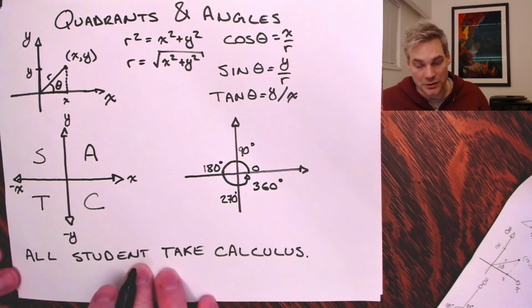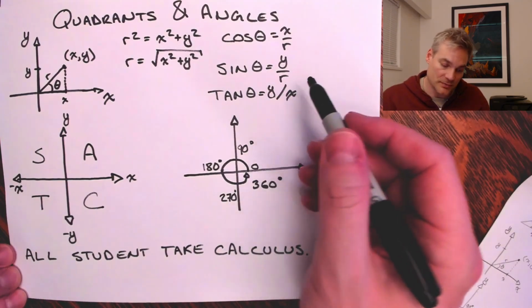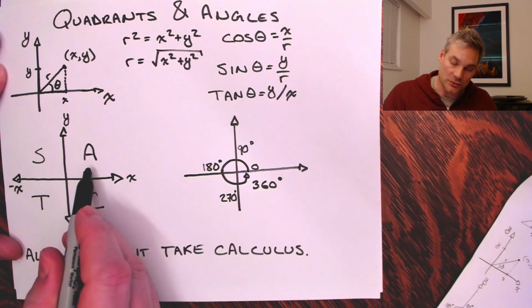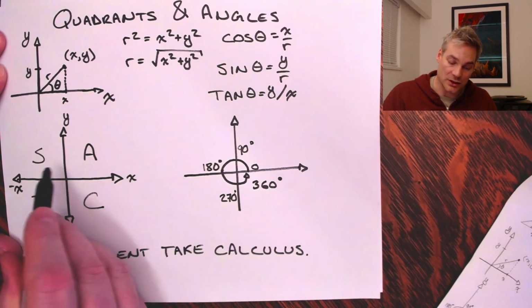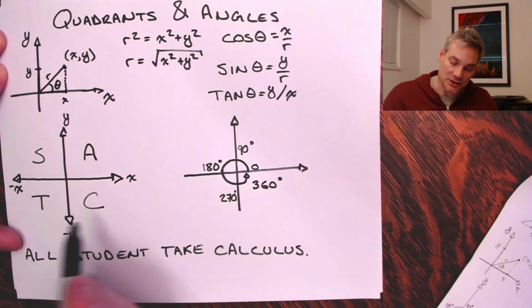So that's how you calculate all your trig ratios, how an angle operates in this, and also where your trig ratios are going to be positive. So if this is all positive, sine's positive, tangent's positive, cos is positive.